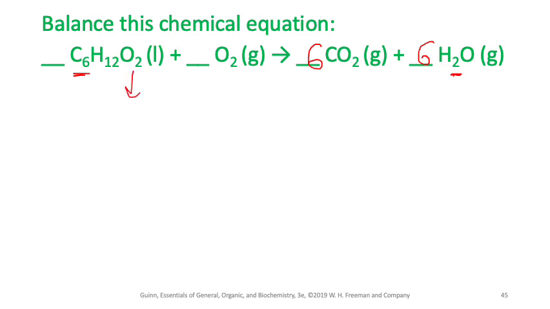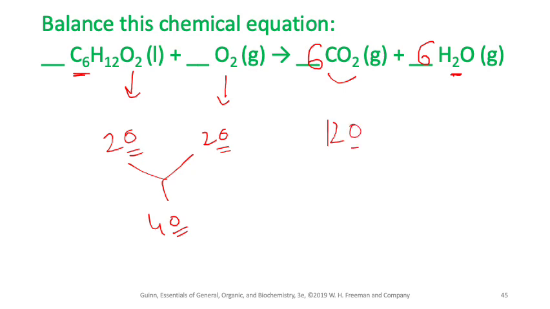Let's try to balance oxygen. You have 2 oxygen from here and 2 oxygen from here, so we have a total of 4 oxygen on the reactant side. How many oxygen on the product side? 6 times 2, 12 oxygen. 1 times 6, 6 oxygen. So we have a total of 18 oxygen. So we have to try to balance this 4 oxygen to 18. So we already have 2.